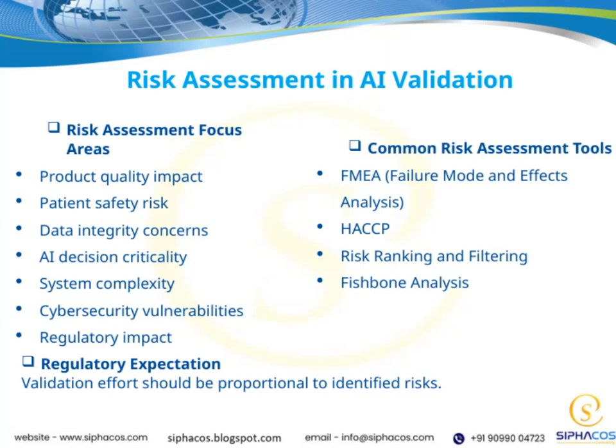When it comes to regulatory expectations, it's important to remember that the level of validation effort should match the risks we identify. Essentially, the higher the risk, the more thorough our validation process needs to be. To help us assess those risks, there are several common tools we can use. For example, FMEA, or Failure Mode and Effects Analysis, is a systematic way to identify potential failure points and evaluate their impact. Then there's HACCP, which is particularly useful in food safety, but also applicable in other areas to analyze hazards and determine critical control points.